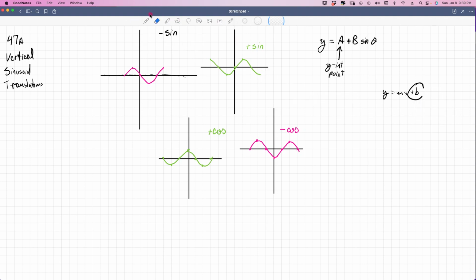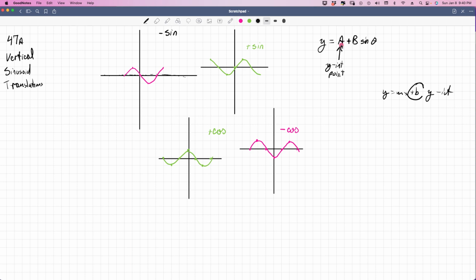So that plus b was our y-intercept point, right? That's all the a is. In this scenario for a sinusoid, this capital A is going to be your y-intercept point. So let me show you what I mean.